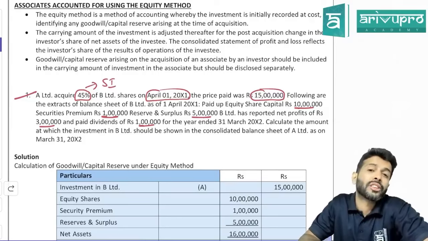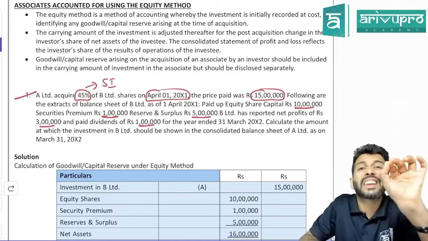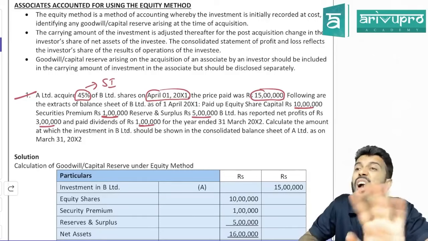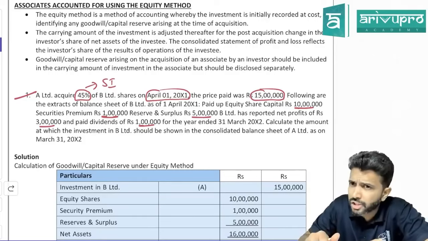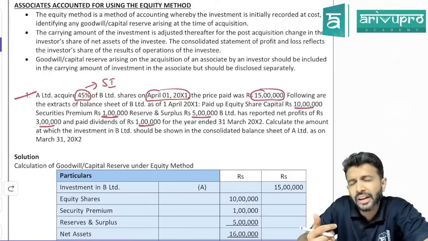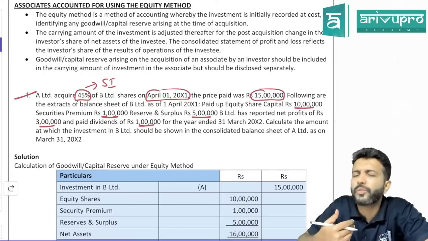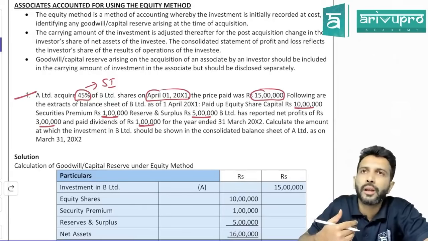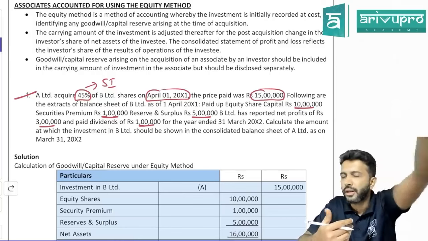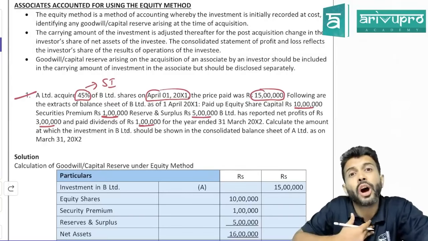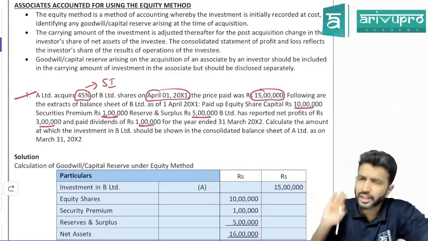What did I tell you in associate consolidation? Goodwill is calculated, but it is not accounted. So first we have to do the calculation of goodwill. Is the goodwill calculation new to us, or do we already know it? We already know. How do you calculate goodwill normally? Take the cost of investment, compare it with your share of net assets. Can we do that first?